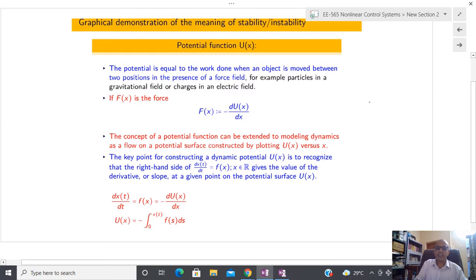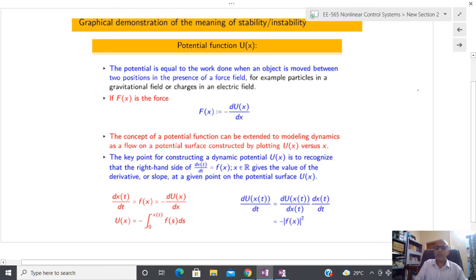We'll try to see that in the next part of this lecture. You can see here that dx by dt equal to f(x), and here this force f(x) and this force which is responsible for the rate of change, that is exactly equal. Okay, so due to that reason I can write like this. So from these two relations I am able to construct this U(x), that is the finite integral from 0 to x(t) of f(x) into dx.